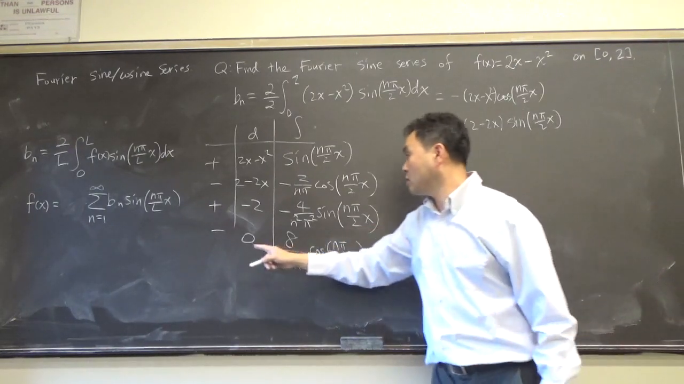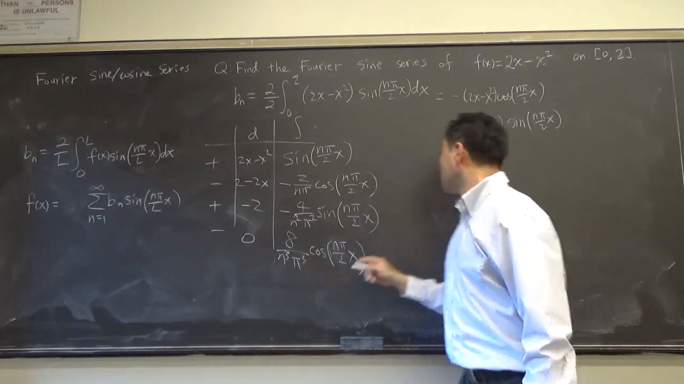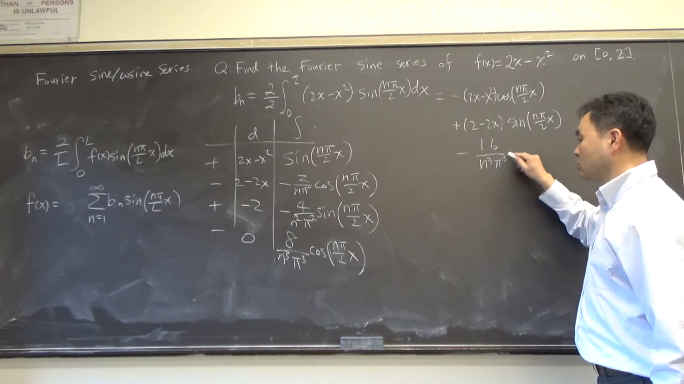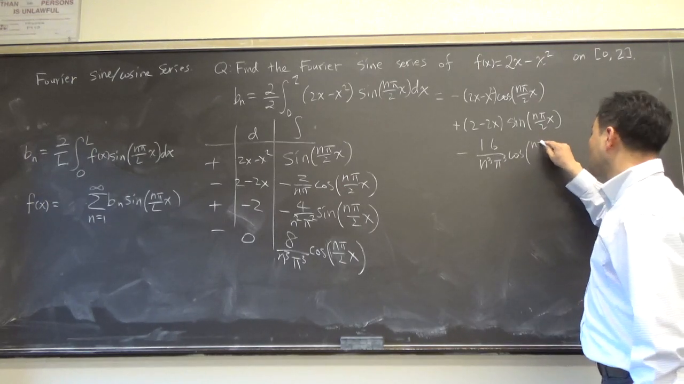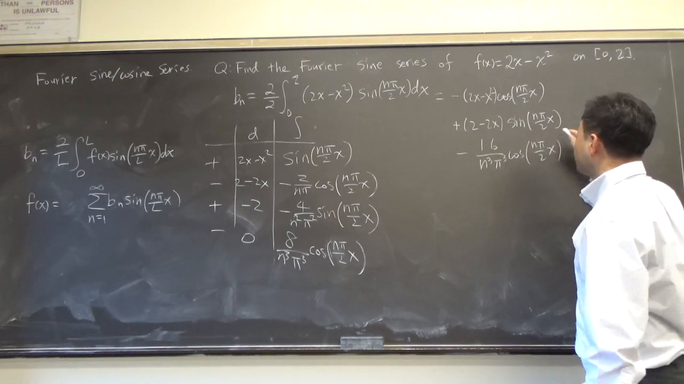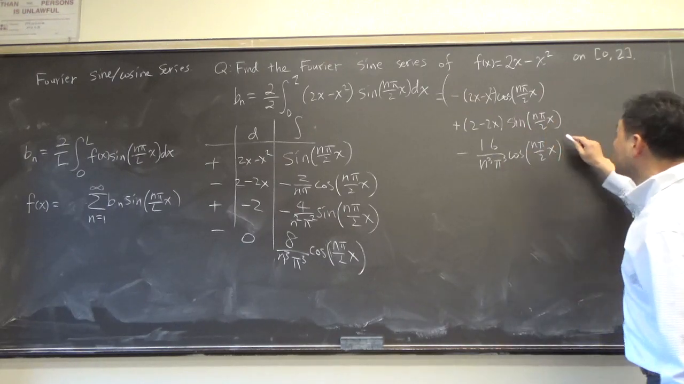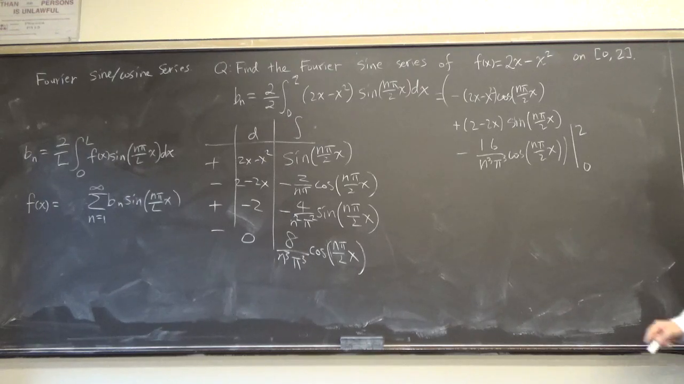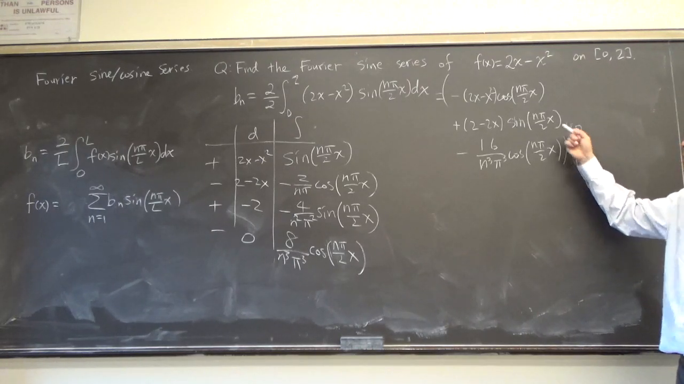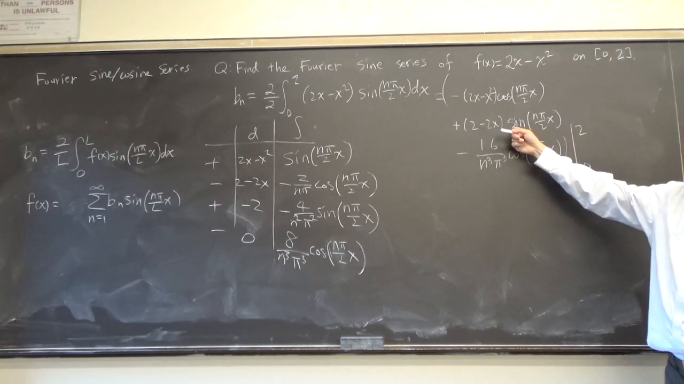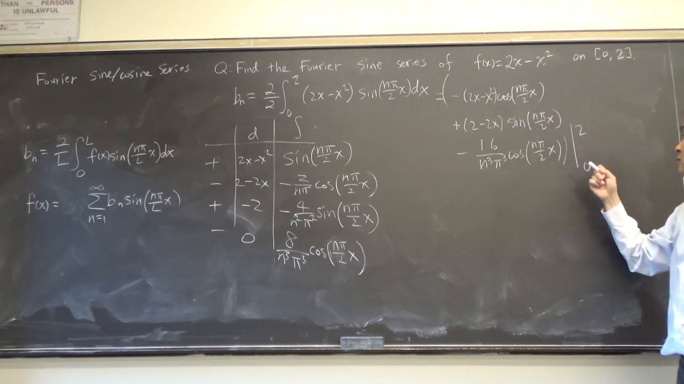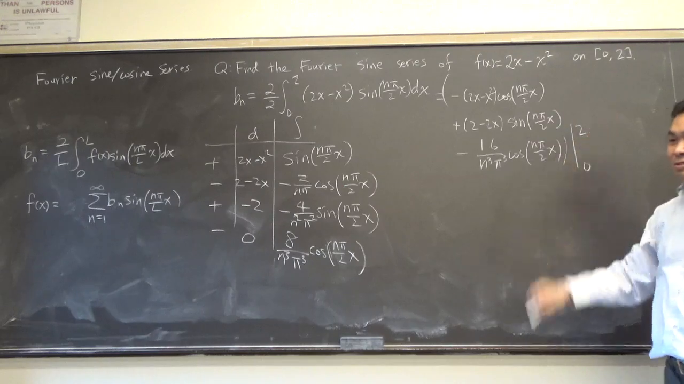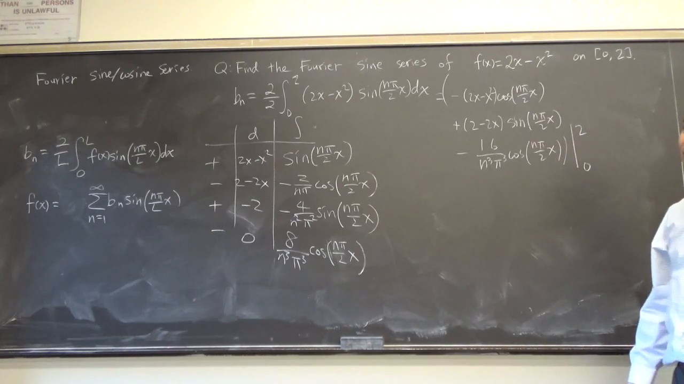And then negative, positive, so it'll be minus 16 over n cubed pi cubed cosine(n pi over 2 x). Okay. Again, if you plug in 2 into sine, you get 0 because you get sine n pi. Then when you plug in 0, sine 0 is 0. So the sines don't produce anything.